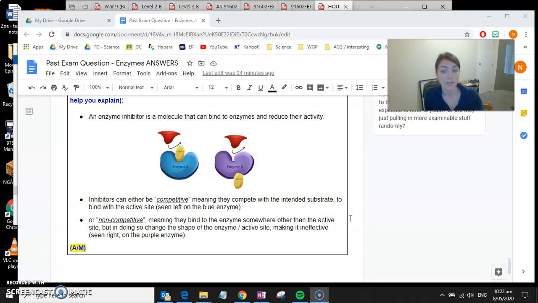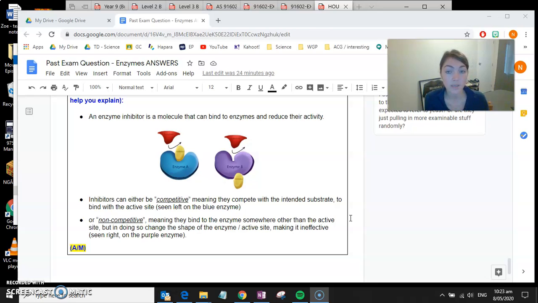Number one, inhibitors can be competitive, which means that they bind to the enzyme at the active site. So they're competing with the intended substrate for space in the active site. And you can see that on the left there. The yellow thing is the inhibitor, and it's taken up the active site, and now the red substrate can't bind. So it's stopping the enzyme from doing its job. It's inhibiting its activity.